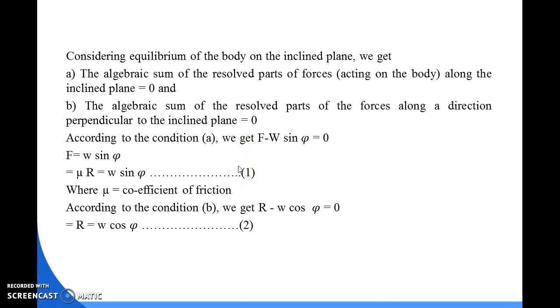Similarly, by considering vertical forces in the equilibrium condition, we have R minus W cos phi is equal to 0, because R is acting on the upward side and W cos phi is acting on the downward side. So R is positive and W cos phi is negative. So R minus W cos phi is equal to 0. Hence, R is equal to W cos phi. We will consider this as equation number 2.